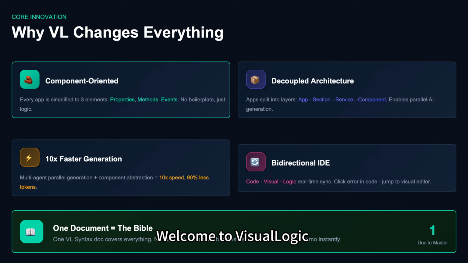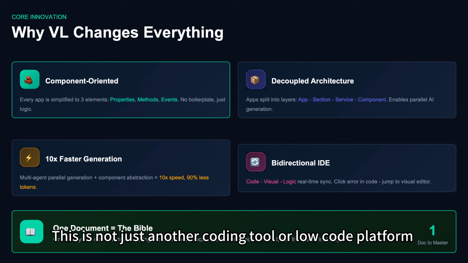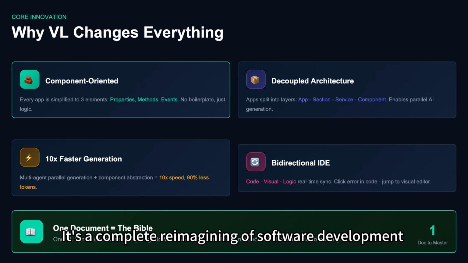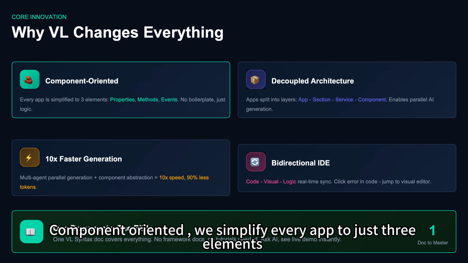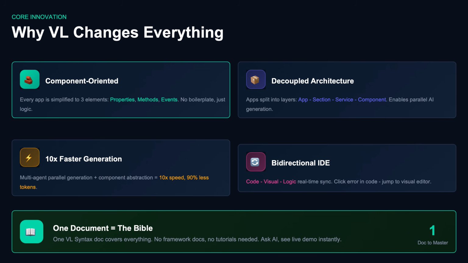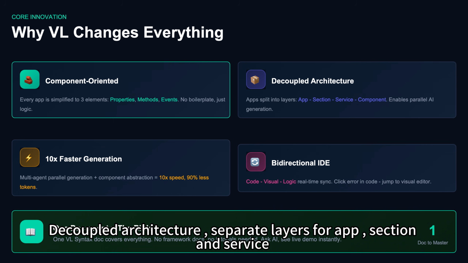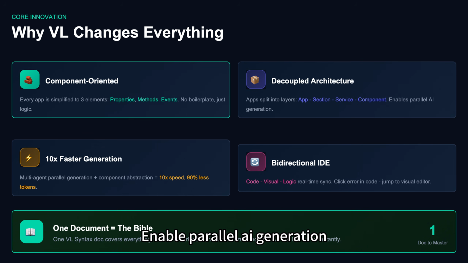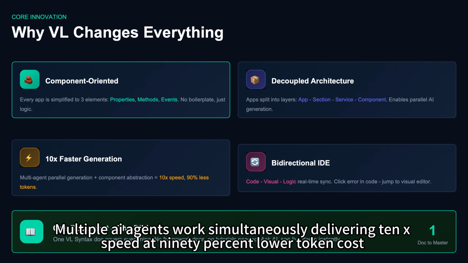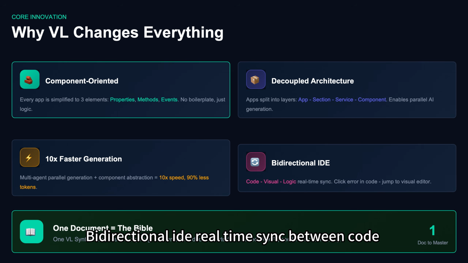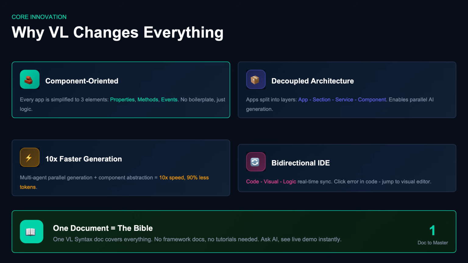Welcome to VisualLogic. This is not just another coding tool or low-code platform, it's a complete reimagining of software development. Let me walk you through our 4 core innovations. Component-oriented. We simplify every app to just 3 elements: properties, methods, and events. Decoupled architecture. Separate layers for app, section, and service enable parallel AI generation. 10x faster generation. Because of our structure, multiple AI agents work simultaneously, delivering 10x speed at 90% lower token cost. Bidirectional IDE, real-time sync between code, visual, and logic views.